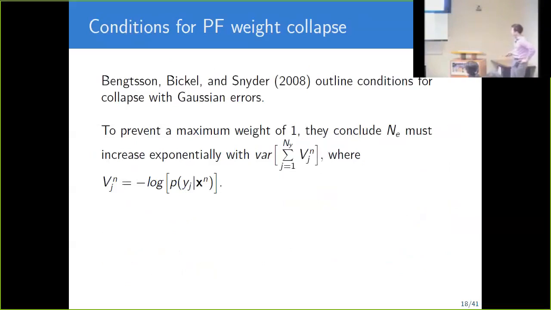What they showed was that to prevent a maximum weight of one, meaning to prevent your particle filter from collapsing to just one unique particle, you need an ensemble size that increases exponentially with the variance of the sum of these terms right here, these Vs. Each of these Vs is just a negative log likelihood of your observations for your particles. So if P of Y given Xn for a variety of particles is really small, then the log of that is going to be a really big number, and your variance is going to be really big. That means you're going to need an exponentially bigger ensemble size to solve that problem. Also, if you have many observations, the variance is also going to be quite big, because you have the summation over observations, n y, right here.